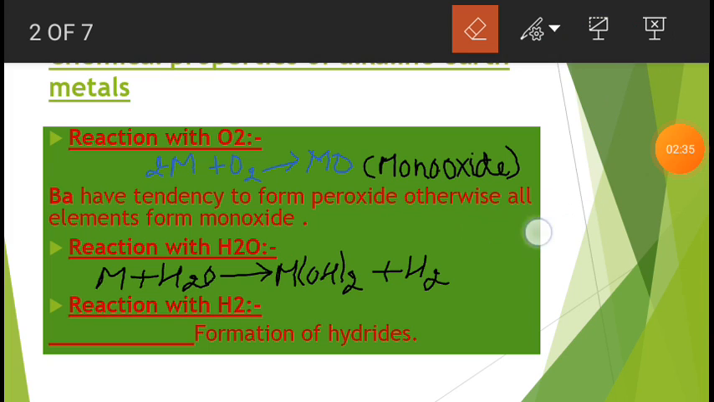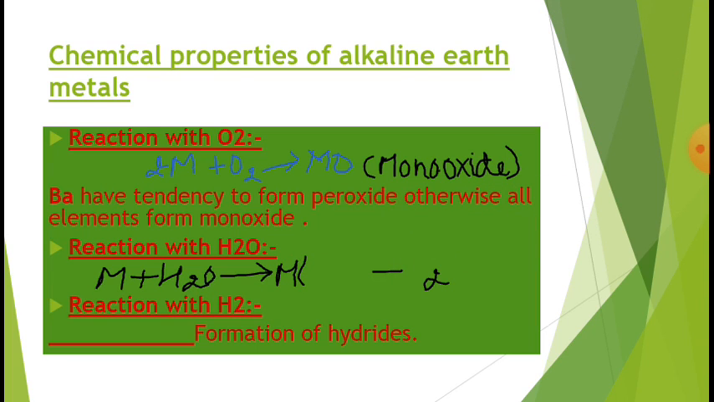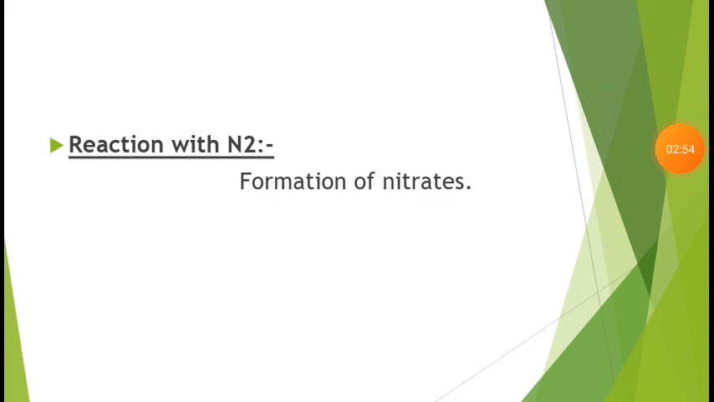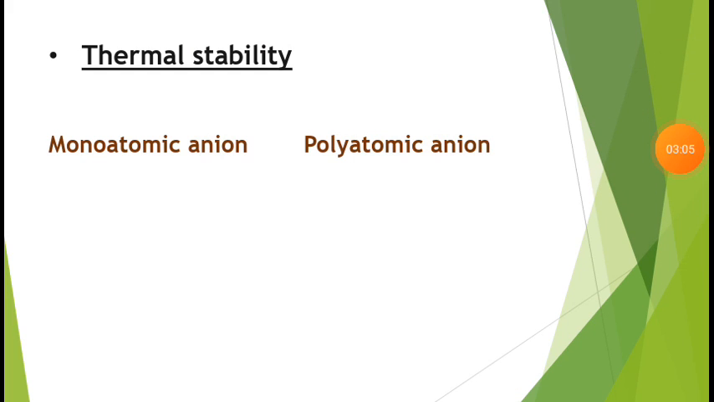Now next is reaction with hydrogen. When alkaline earth metals react with hydrogen, there is formation of hydrides. Now when alkaline earth metals react with nitrogen, there is formation of nitrides. Let's move to the next property, that is thermal stability.